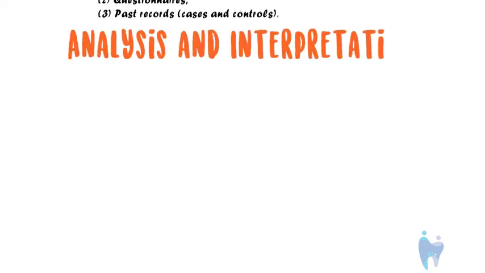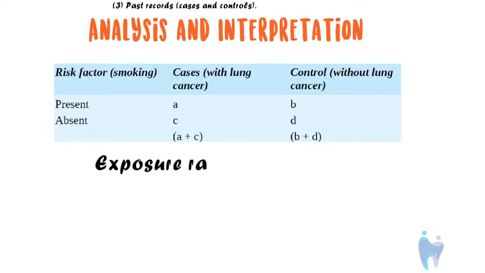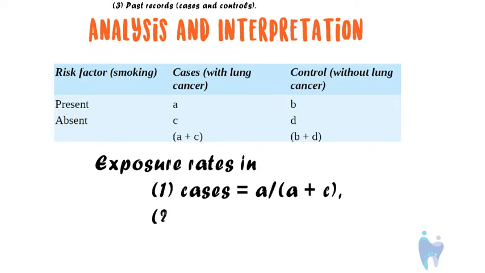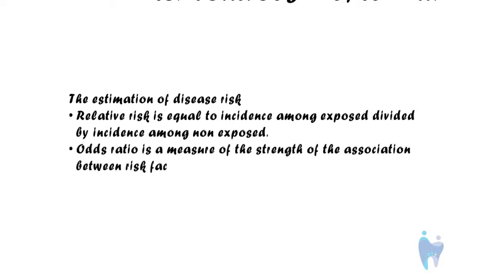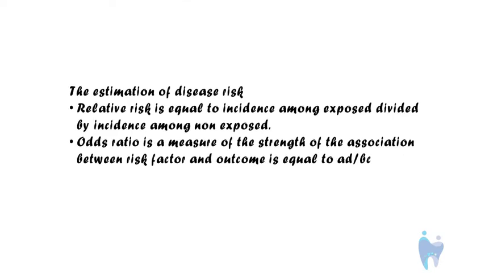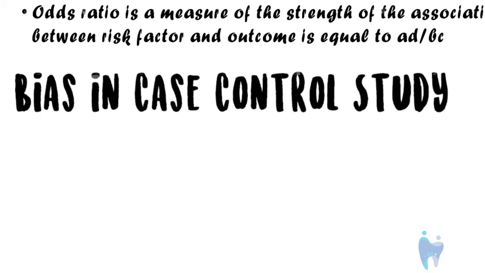Analysis and interpretation. Exposure rates: in cases equals A divided by A plus C, in controls equals B divided by B plus D. The estimation of disease risk: relative risk is equal to incidence among exposed divided by incidence among non-exposed. Odds ratio is a measure of the strength of the association between risk factor and outcome, and is equal to AD/BC.